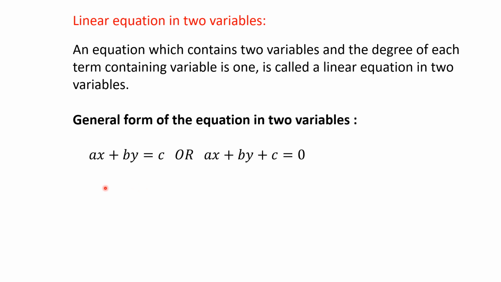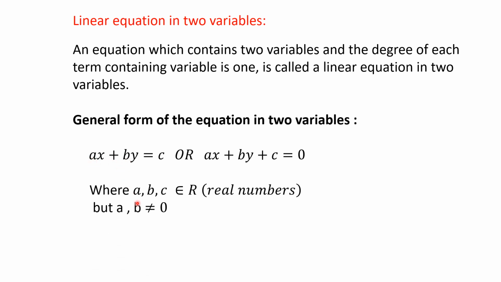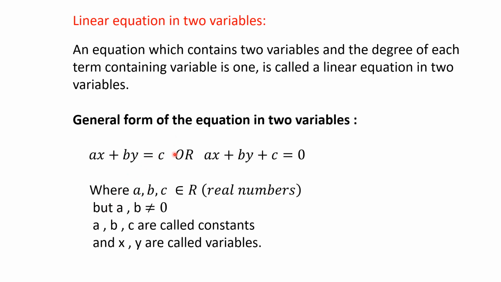In this general form, a, b and c are real numbers, they belong to R. But since we want two terms, the condition is that a and b cannot be 0. c can be 0, but a and b cannot be 0. This is the important condition here. So this is the general form. Then a, b, c are called constants. Opposite to that, x and y are called variables. In this way, we can understand the general form of linear equations in two variables.